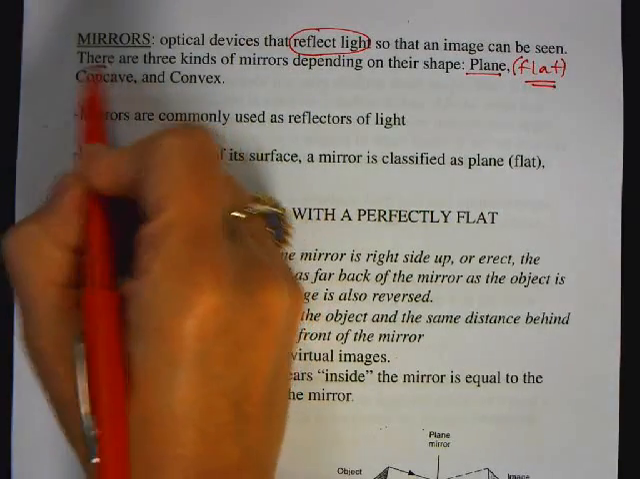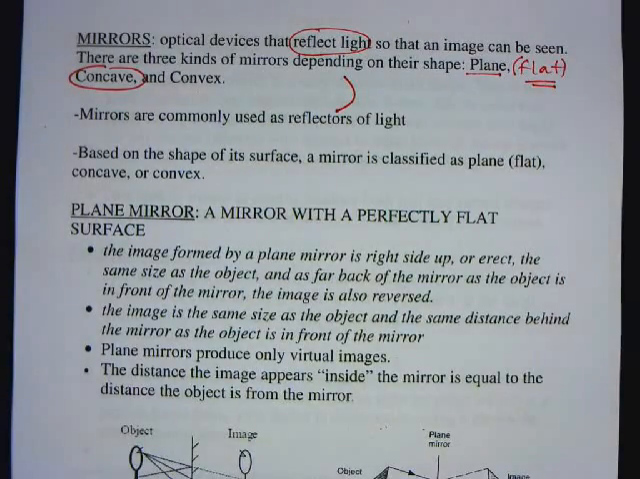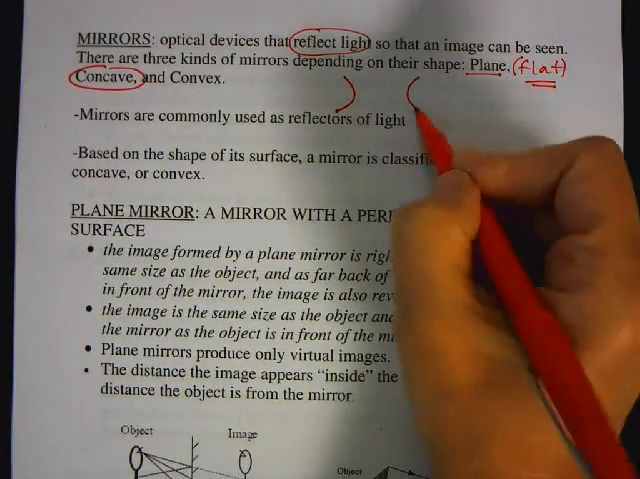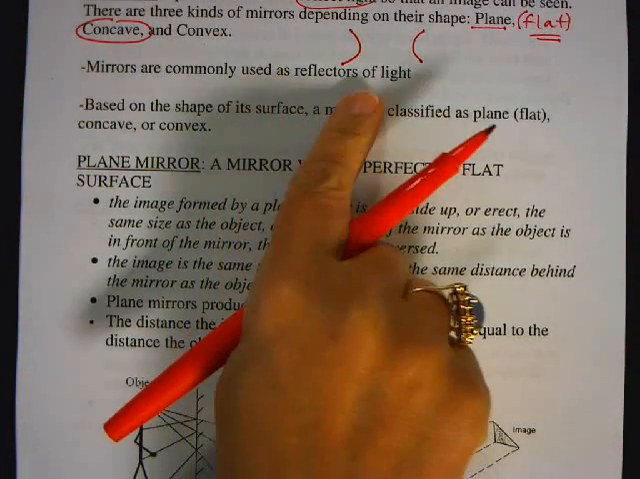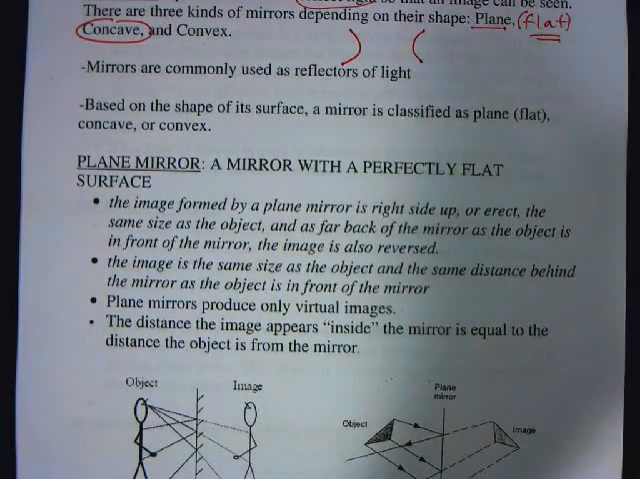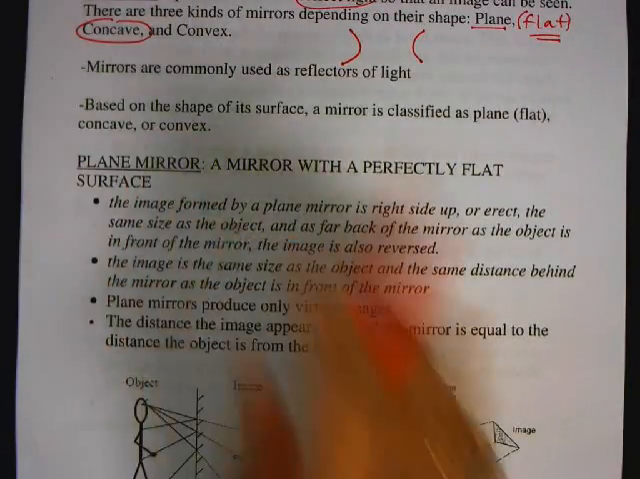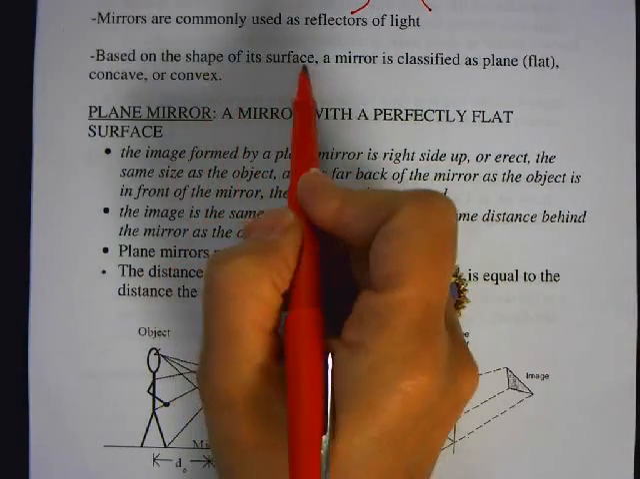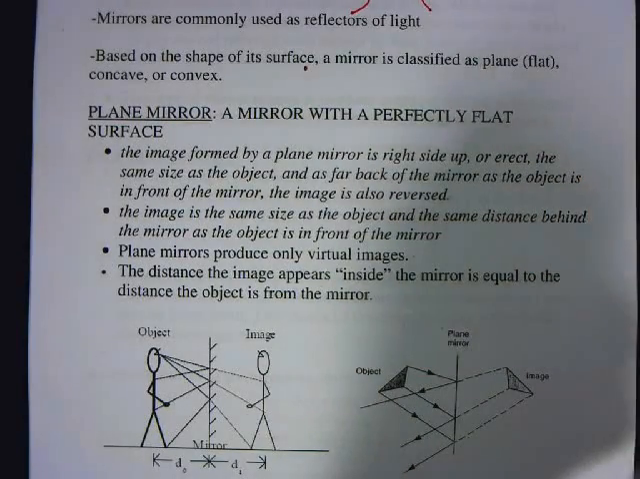Then we have concave. Concave kind of caves in like a cave. And then we have convex that goes out. So they're used as reflectors of light, and there's a lot of devices that have them in them, like even different types of telescopes might have a mirror inside of it. So based on the shape of its surface, again, it's going to be flat, concave, or convex.